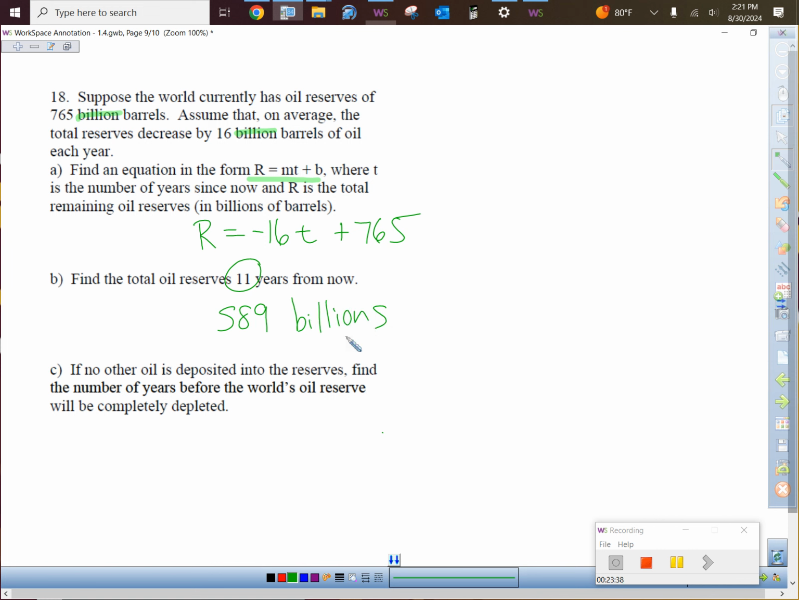And the main thing is it's not 589, it's 589 billion barrels, right? Sometimes they have the word billion typed out on the answers already. Sometimes you have to put it in. Just read the question carefully.